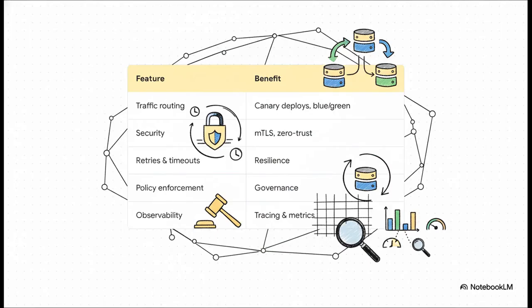Now, what's really cool about a service mesh is that it does so much more than just help with observability. I mean, it handles incredibly sophisticated traffic routing for things like canary deployments. It locks down communication with mutual TLS. It makes your system more resilient with automatic retries. The observability part, that's just one of its many superpowers.